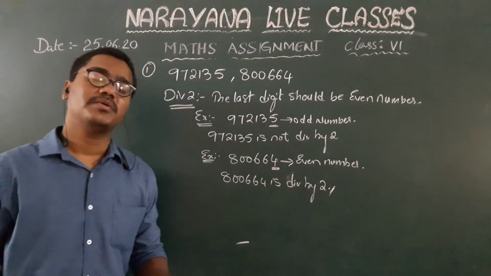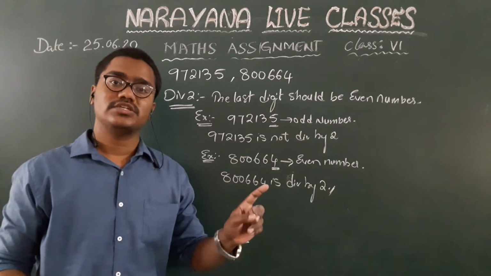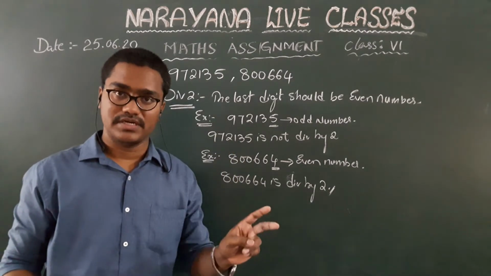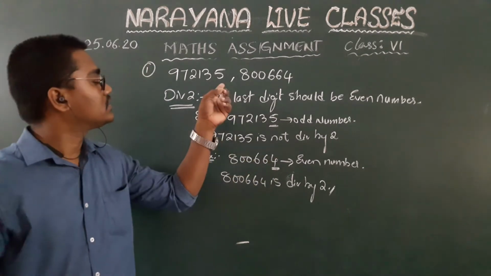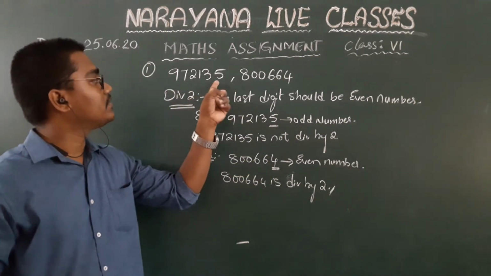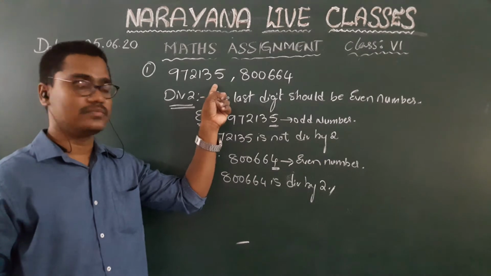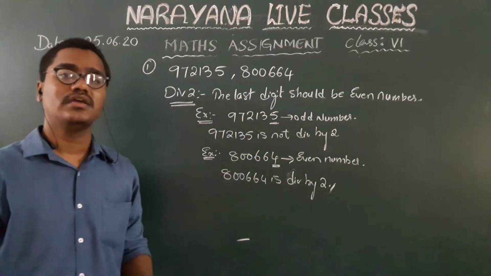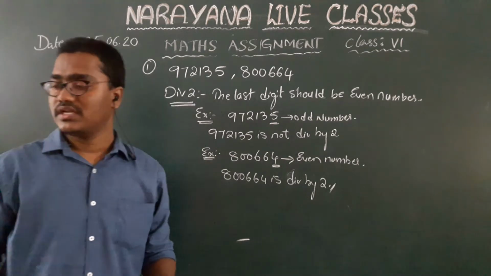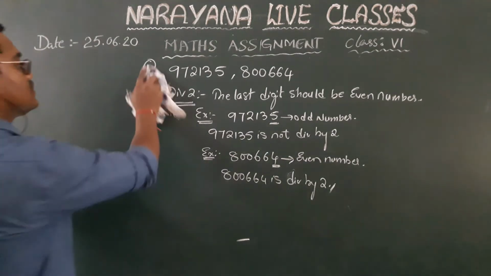The only thing you need to remember here, children, is that if the last digit of a given number is an even number, then it is divisible by 2, or else it is not divisible by 2. Here the last digit is 5, so it is not divisible. Whereas in this number the last digit is even, so it is divisible by 2. I hope it is clear, children. Now coming to the second question.